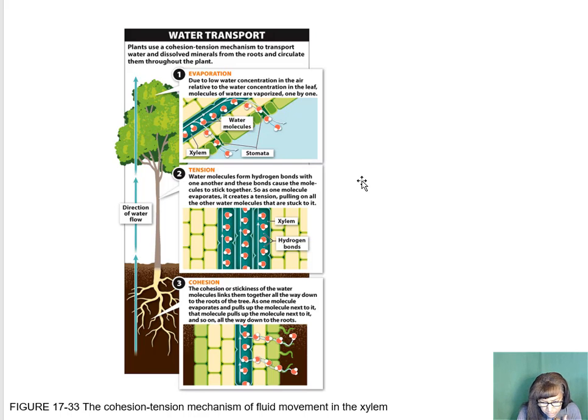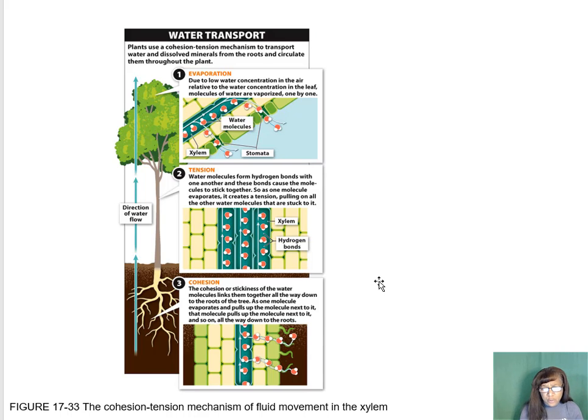So the cohesion or stickiness of the water molecules, that's linking them to each other, goes all the way down from the roots all the way up to the top. So as one molecule evaporates and it pulls up the next water molecule next to it, that molecule then pulls up the next molecule next to it, and so on, all the way from the roots to the very top of the tree. And that's what's helping to also pull the water into the roots themselves, right?